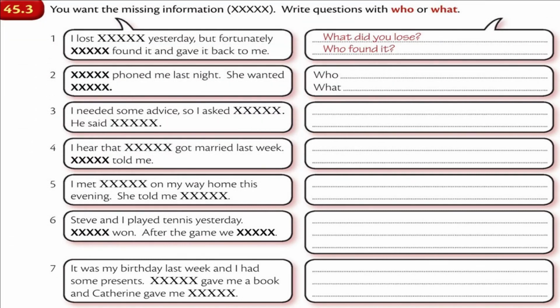45.3. You want the missing information. Write questions with who or what. Number 1. I lost something yesterday, but fortunately somebody found it and gave it back to me. What did you lose? Who found it? Number 2. Somebody phoned me last night. She wanted something. Who phoned you last night? What did she want?